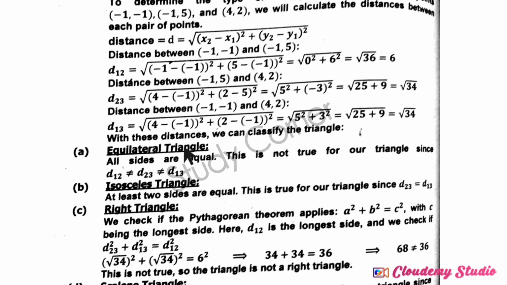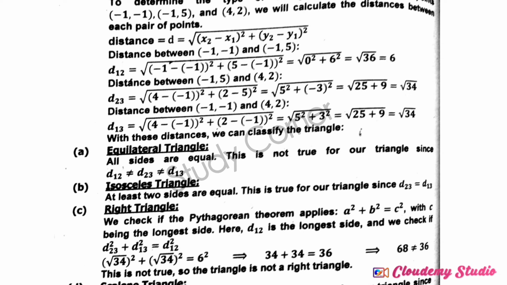For an equilateral triangle, all sides are equal, but here all sides are not equal. So this is not an equilateral triangle. For isosceles, two sides are equal. So here we see that these two sides are equal. So this is an isosceles triangle.